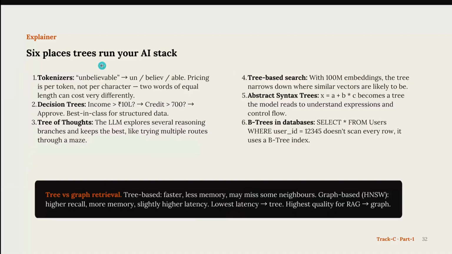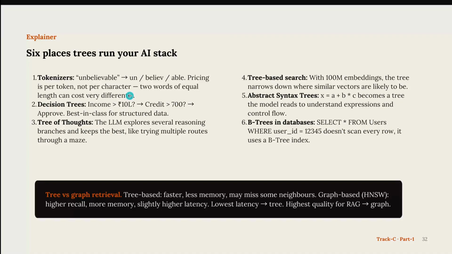So here are 6 places where trees run your AI stack. First, tokenizers. Imagine there is a word called unbelievable. Byte pair encoding will split it into 3 tokens: un, believ, able. Because believe is a word, believing is a word, believer is a word, the stem believ is stored separately, and the pieces are separate tokens. Pricing is per token, not per character, so 2 words of equal length can cost very differently.